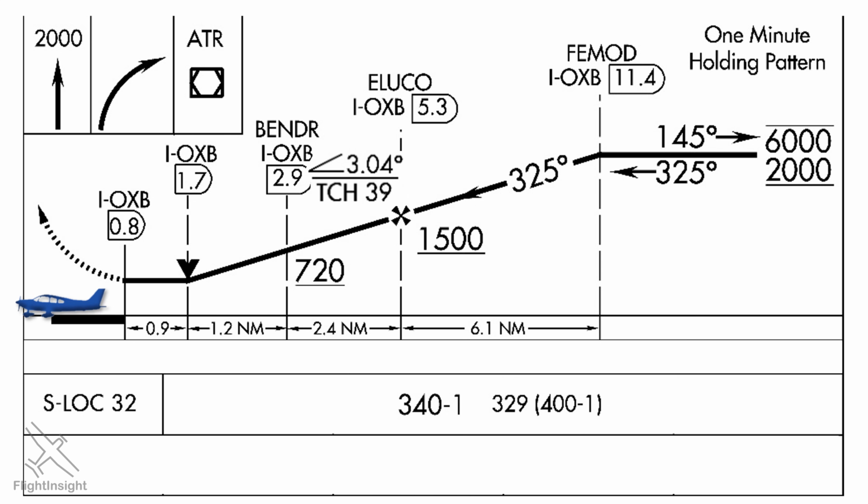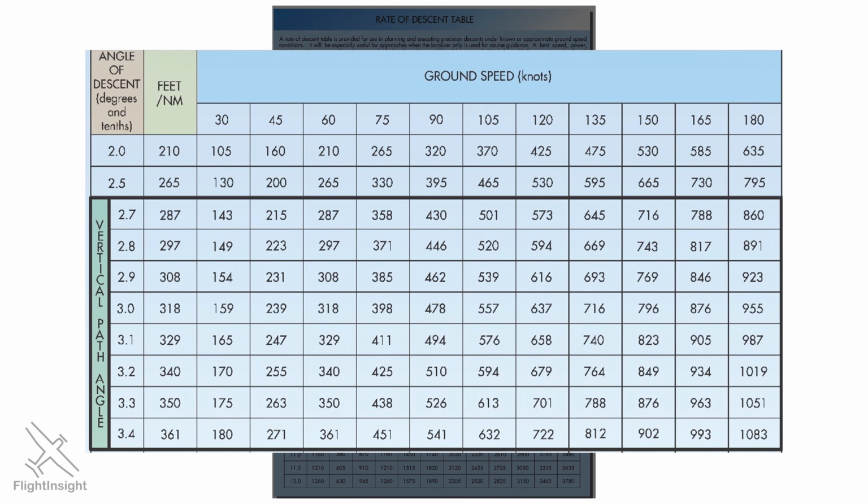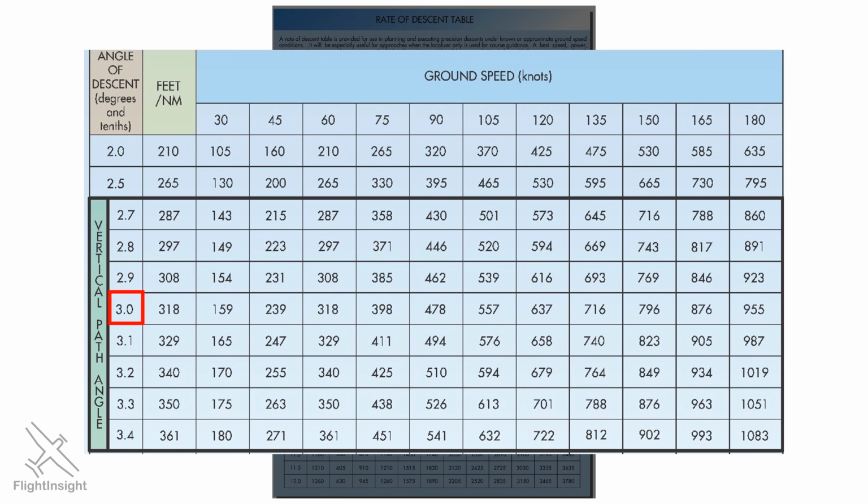We have no way of determining what our descent angle is in the cockpit though, so the FAA has a descent table in its terminal procedures publication. If we know the descent angle and our approximate speed, we can figure out how many feet per minute to fly the approach using our VSI. The plate for this approach has a descent angle of 3.04, so we'll reference the 3-degree row.